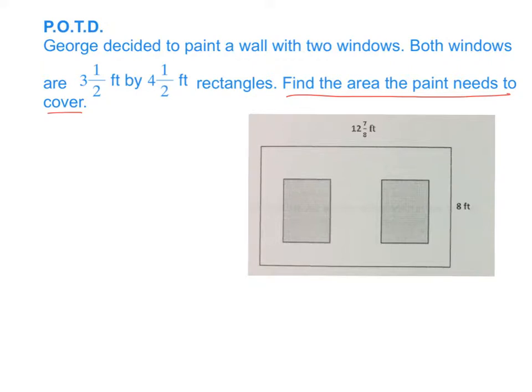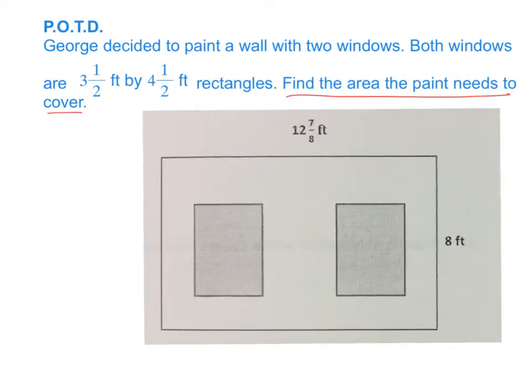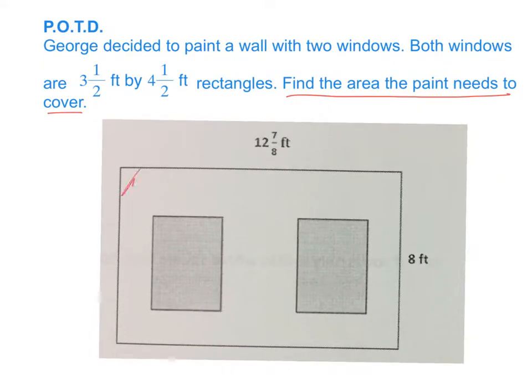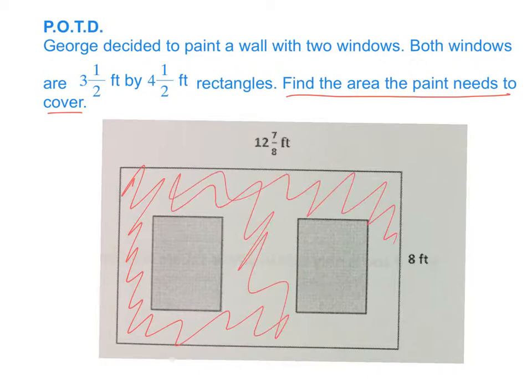Okay. Do we put paint on windows when we're painting the walls? No, we paint around the windows, right? So we need to find the amount of paint that will cover the wall, but we don't need to paint the windows. It's like this part, right? So if you're not sure what the question's asking, just act it out or draw it out, okay?